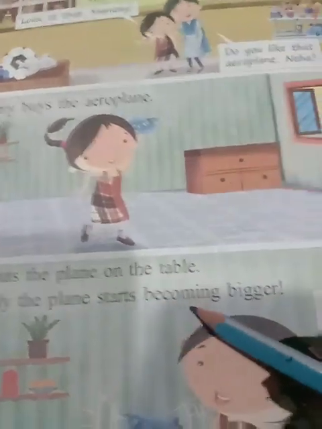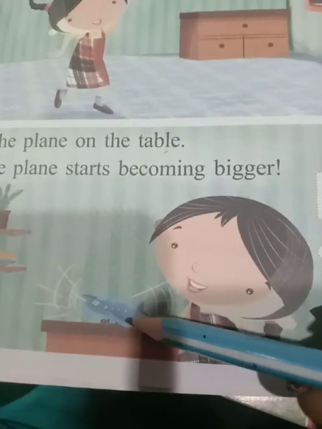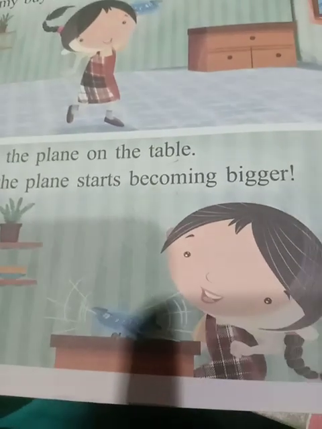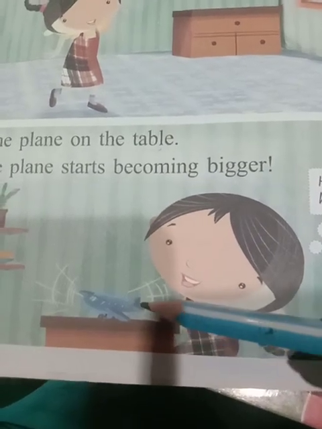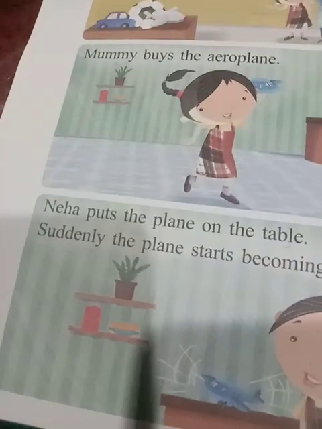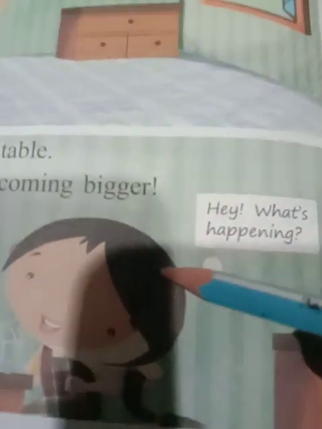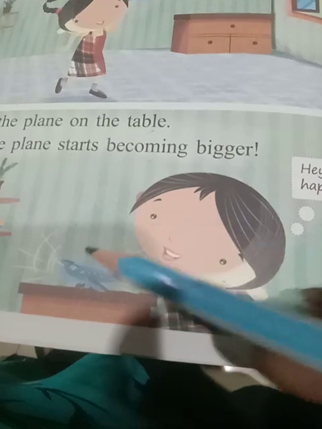Suddenly, the plane starts becoming bigger. Now, she doesn't know. She has put the plane on the table. And then you see, suddenly, the plane is becoming larger. It's becoming bigger, bigger and bigger. And she's getting surprised. Hey, what's happening? She's telling herself, she's speaking to herself.